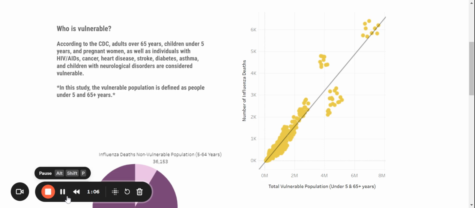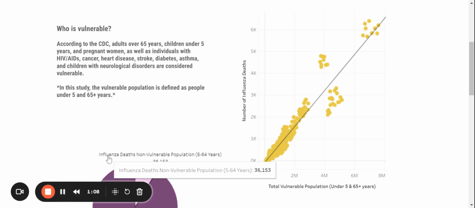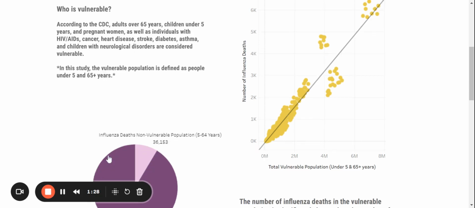staff. Who is vulnerable? The CDC considers children under the age of 5, adults 65 and over, pregnant women, and those suffering from chronic conditions such as HIV, AIDS, cancer, and heart disease as vulnerable. For this study, the vulnerable population is defined as those under the age of 5 and 65 plus years old.